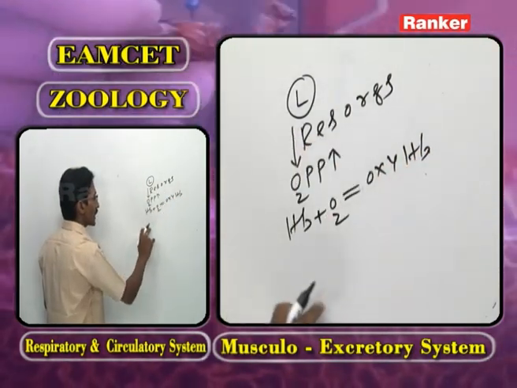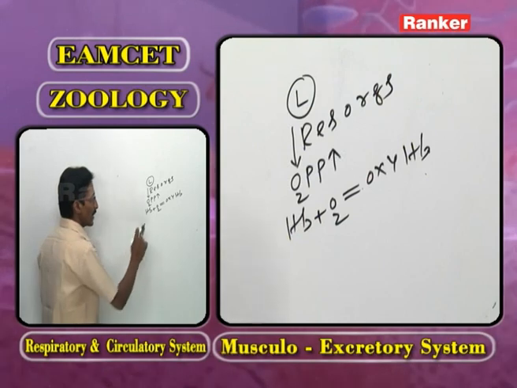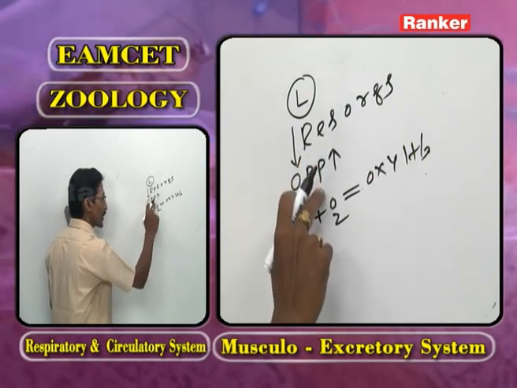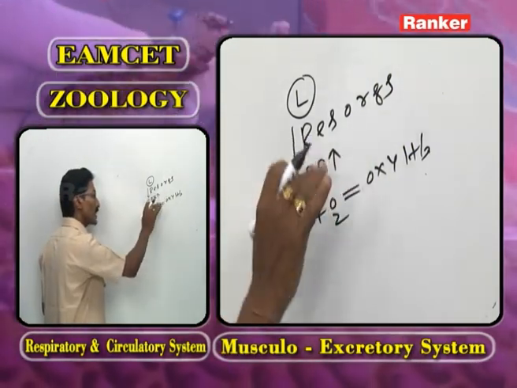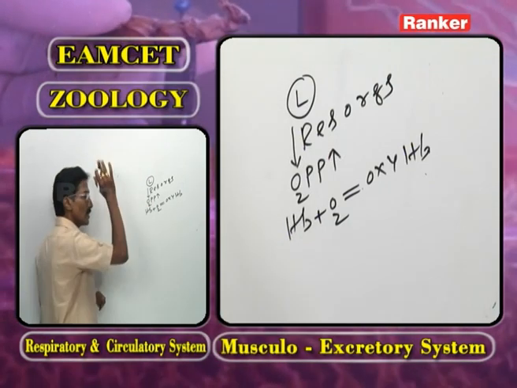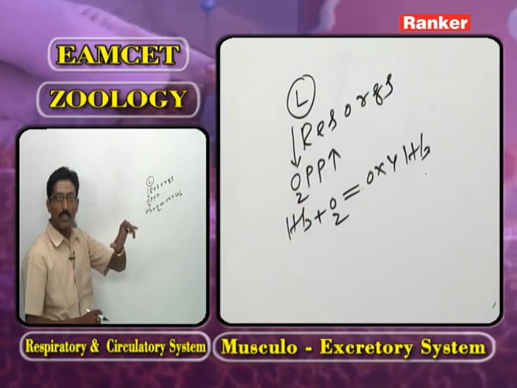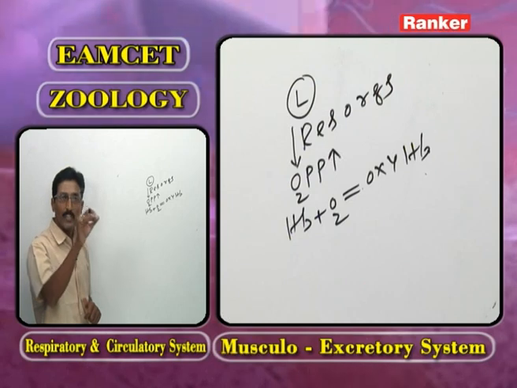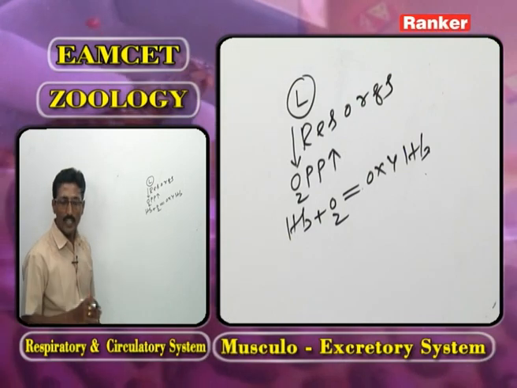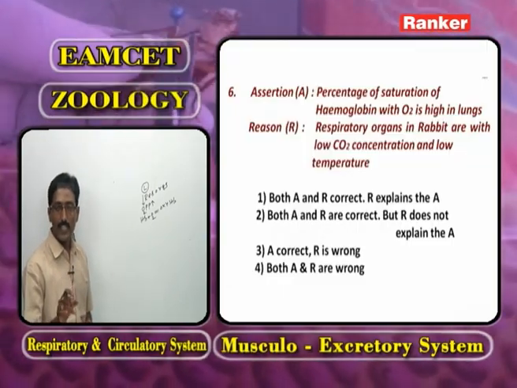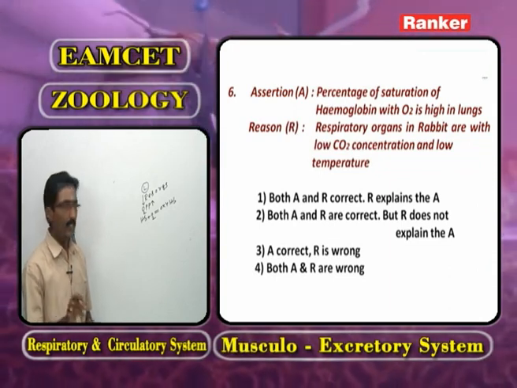Now in the respiratory part, all these reactions are reversible reactions. So whenever partial pressure is more, the saturation is more. Whenever hemoglobin is fully saturated, it carries 4 oxygen molecules. So whenever oxygen partial pressure is more, no doubt the saturation is more. Where is the partial pressure of oxygen more? At respiratory organs, that means lungs. Now again you observe the assertion: the percentage of saturation of hemoglobin with oxygen is high in lungs.